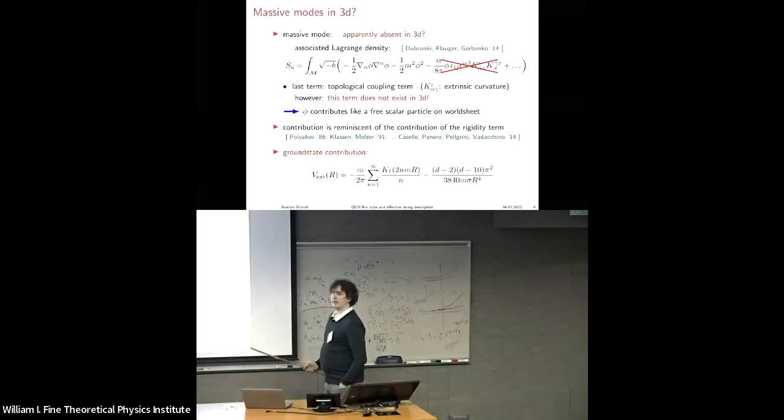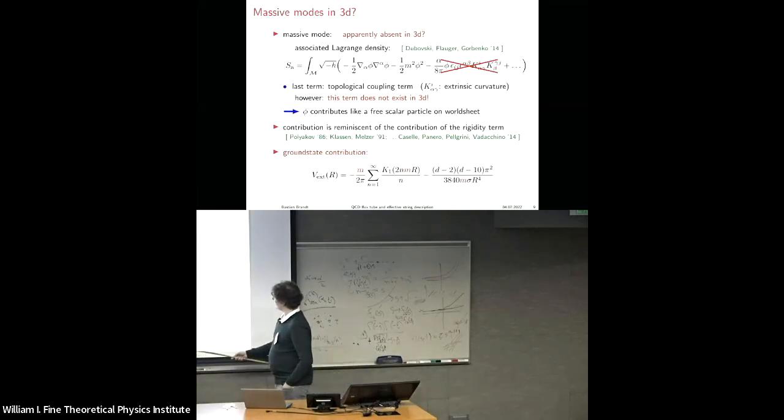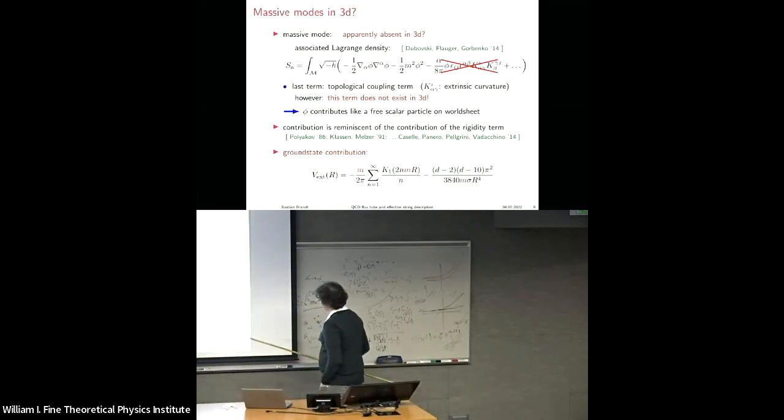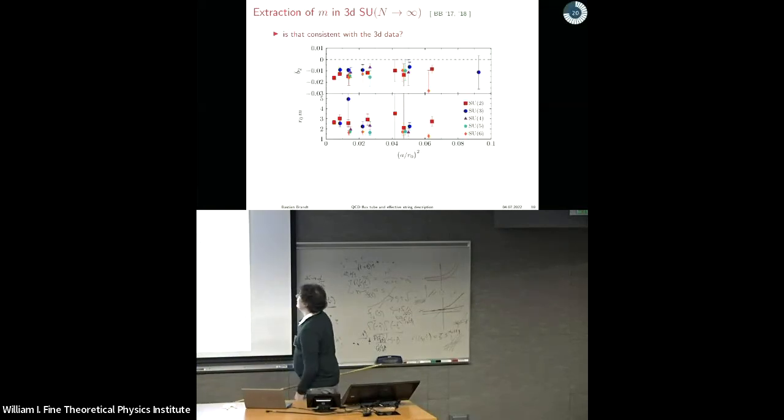This has been done by Michele and collaborators, and also by people at earlier stages, of course. And yeah, the contribution basically looks like this. So one now has another non-universal parameter, namely this mass m here. Okay, so what is happening with this m in 3 dimensions?